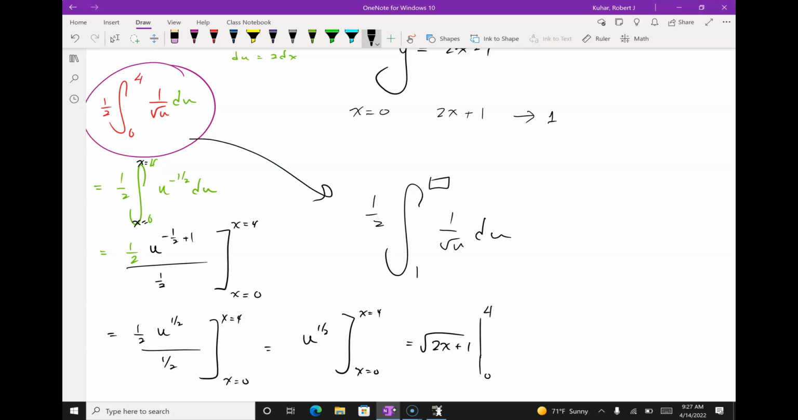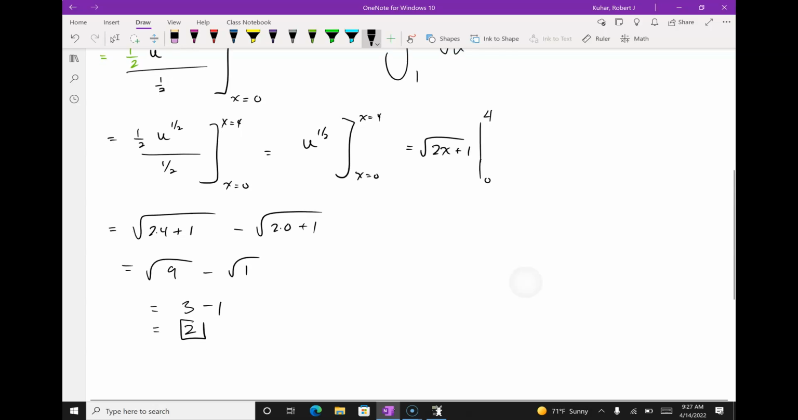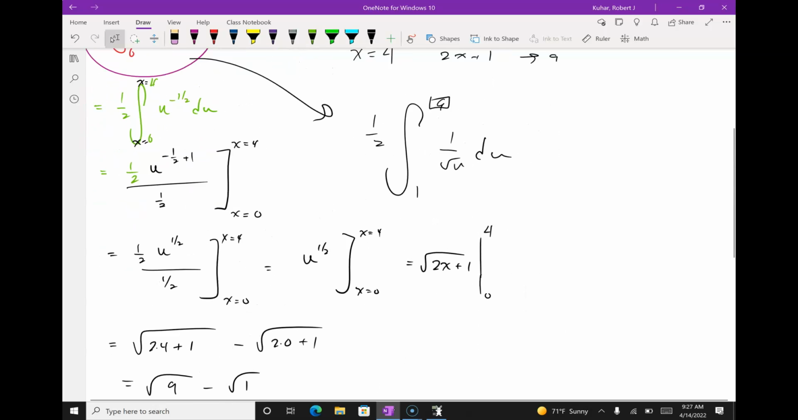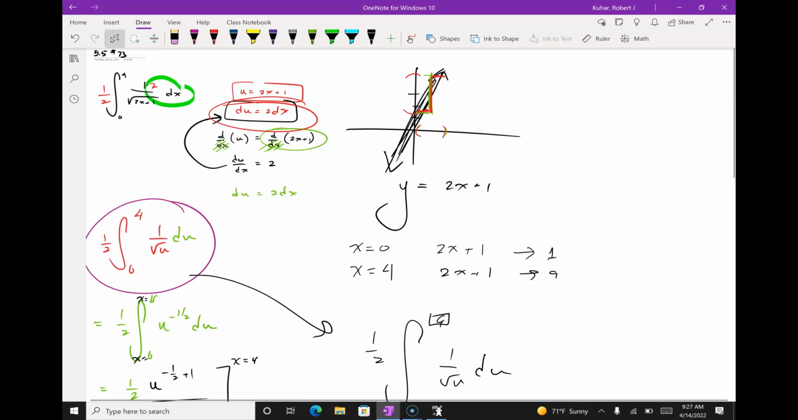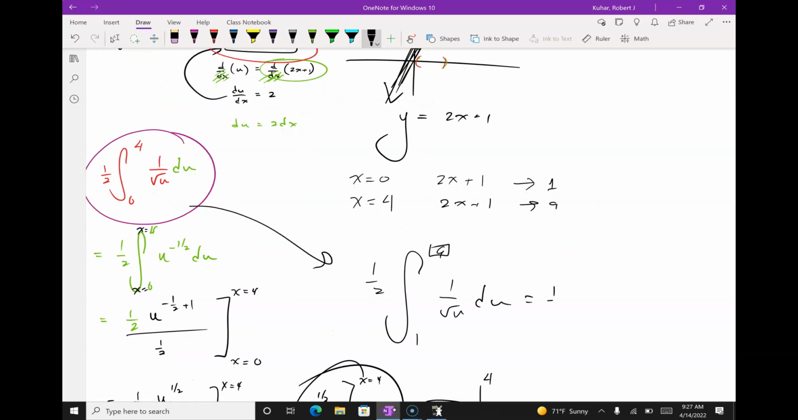Okay, so what's my upper bound? I had x equals 4, right? And there, 2x plus 1 is 9, right? So I'm going to go to the integral from 1 to 9. I got my integral, right? What was my integral? u to the 1/2, right? Right here, u to the 1/2. So at this point, I'm saying, okay, this is 1/2 of u to the 1/2 from 1 to 9, right? And do you see I'm going to get 2 again?